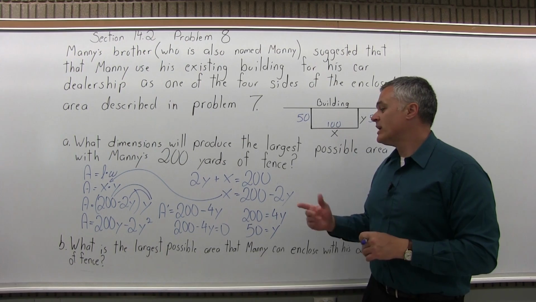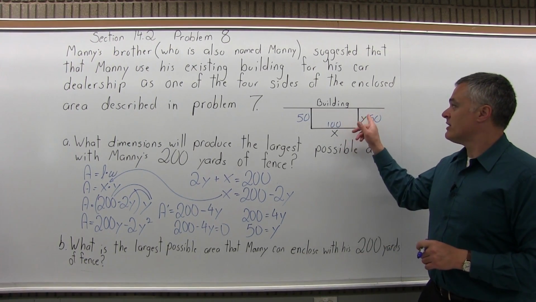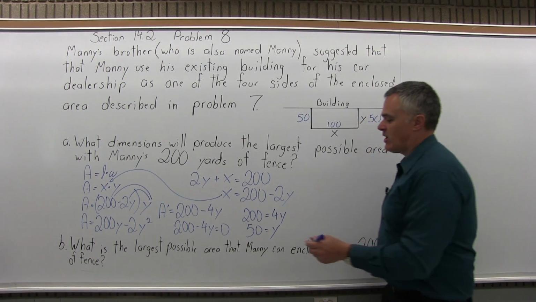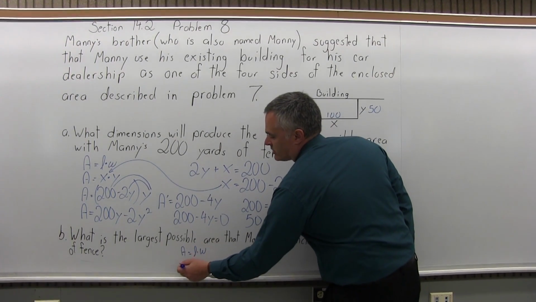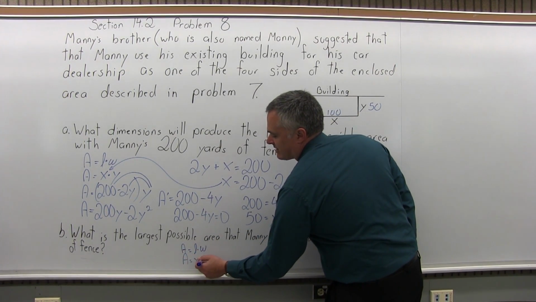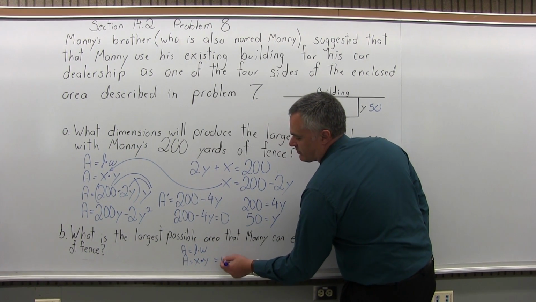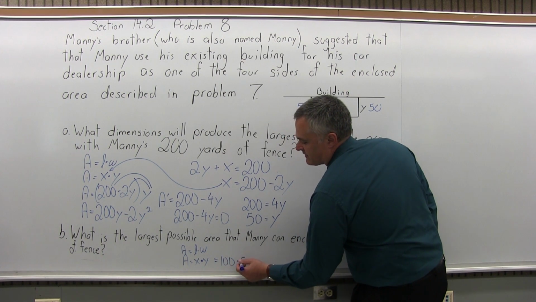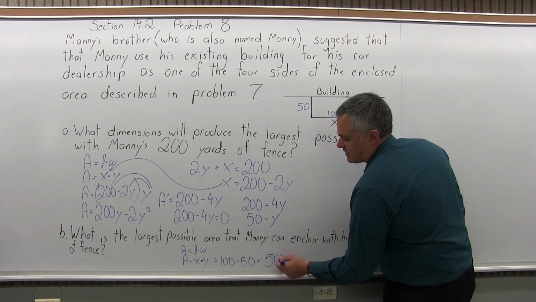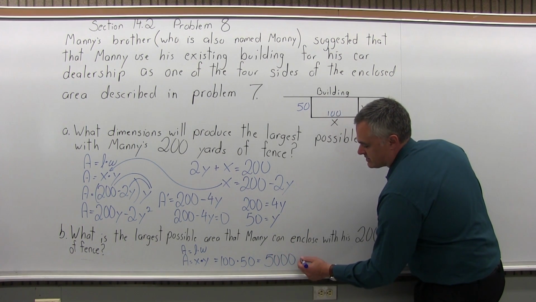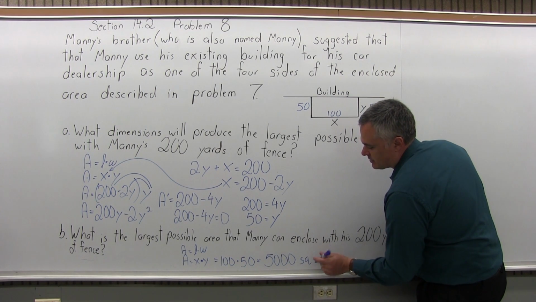And then B says, what is the largest possible area that Manny can enclose with his 200 yards of fence? So again, area equals length times width, which we write in this particular problem as x times y. So that would be the x is 100 times the y is 50. And if you multiply that out, 100 times 50 is 5,000. And your units of measure would be square yards. So 5,000 square yards is the most you can enclose.